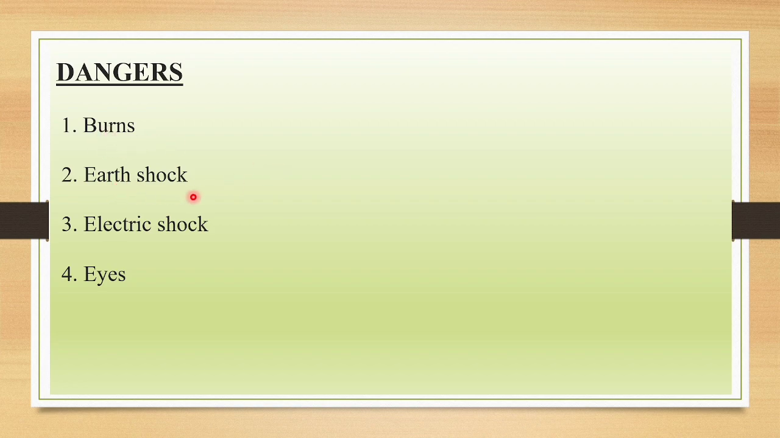Next is your earth shock and electric shocks, from touching the apparatus, moving. So this may all lead to earth shock or electric shock, and danger to the eyes. This can be prevented by giving them protective wire mesh goggles. That is your danger to the eyes.